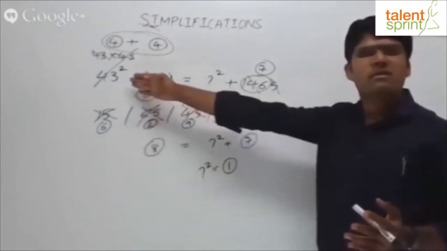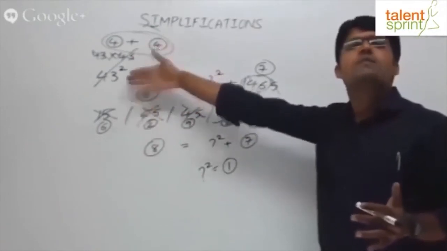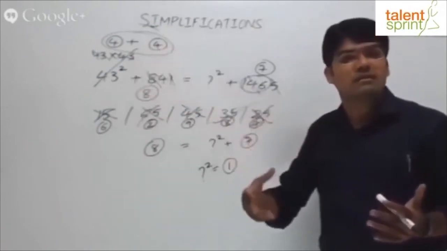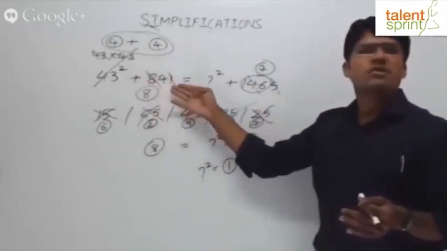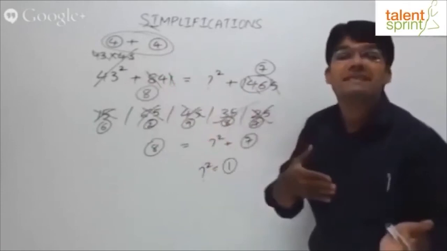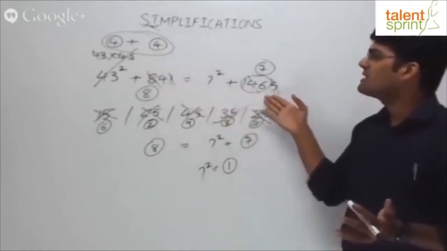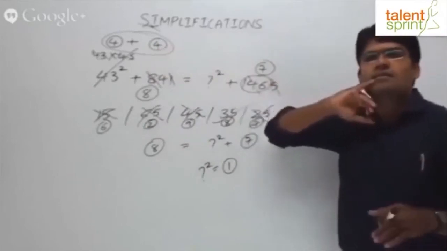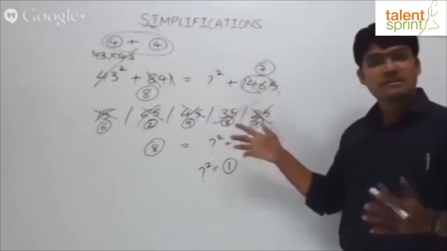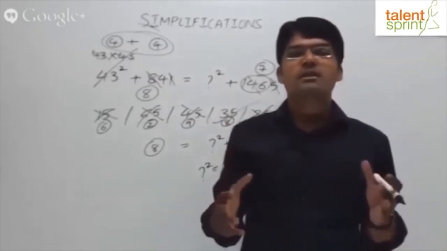It doesn't take time. 43 square will be how much? 50 minus 7, sorry, 43 square, 50 minus 7 whole square. So 1849. You know how to find the square of a number much faster without writing anything on paper. 1849 plus 841 will be 2690. 2690 equals question mark square plus 1465. If you subtract 1465 from 2690, it will give you how much? 1225. 1225 is what square? 35 square.